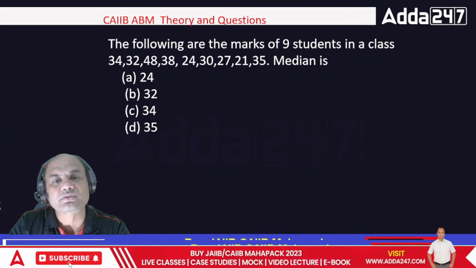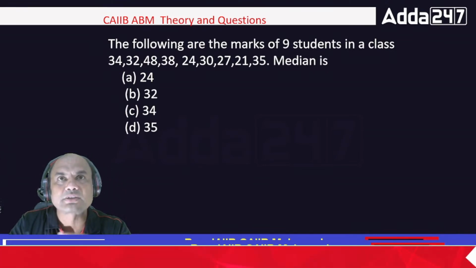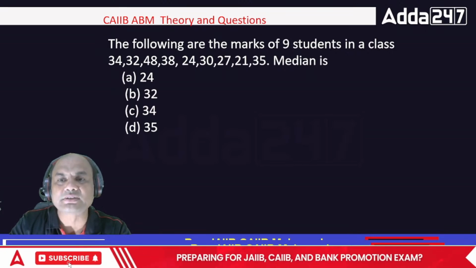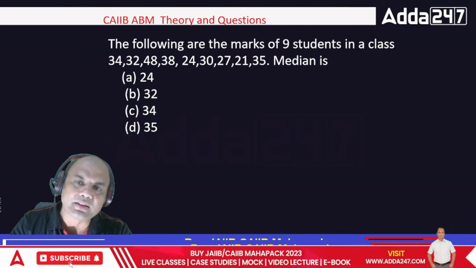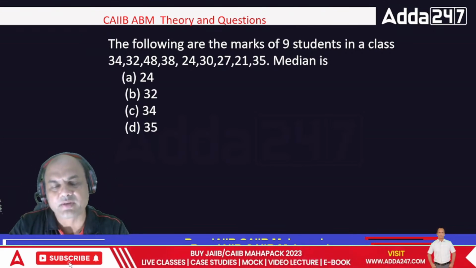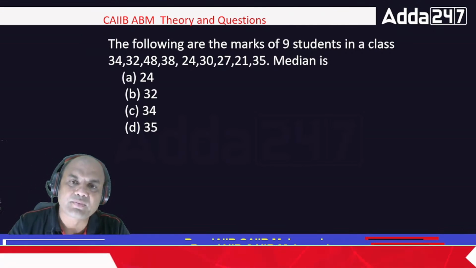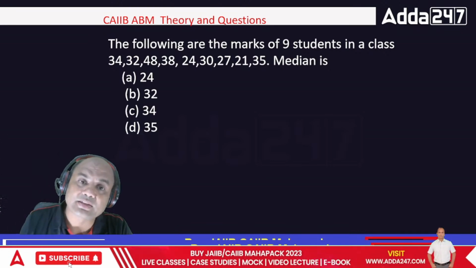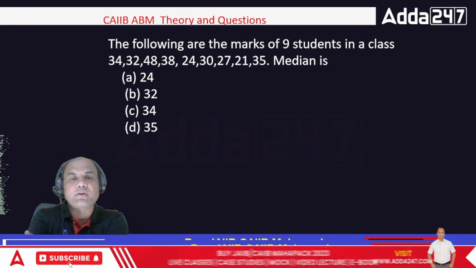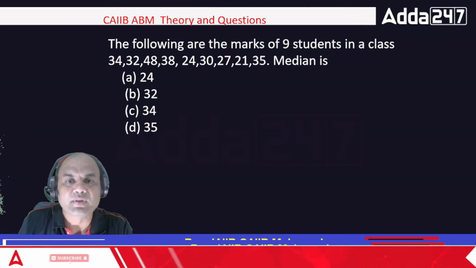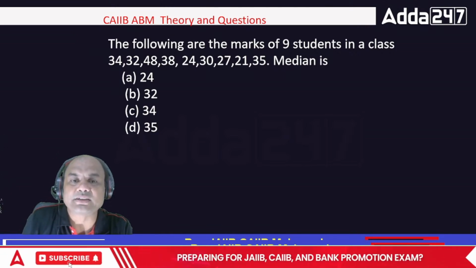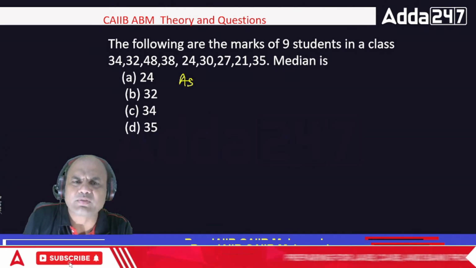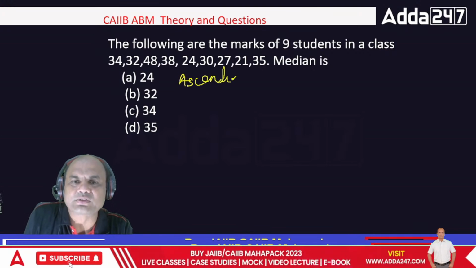Following are the marks of 9 students in the class: 34, 32, and so on. Find the median. Now this you should be able to do. Everyone, do it fast. 9 students' marks are given. Here the number of elements is odd, so this problem becomes easier. Let me see how many of you can do it. Let me arrange this in ascending order first. You can arrange them in descending also, not an issue.